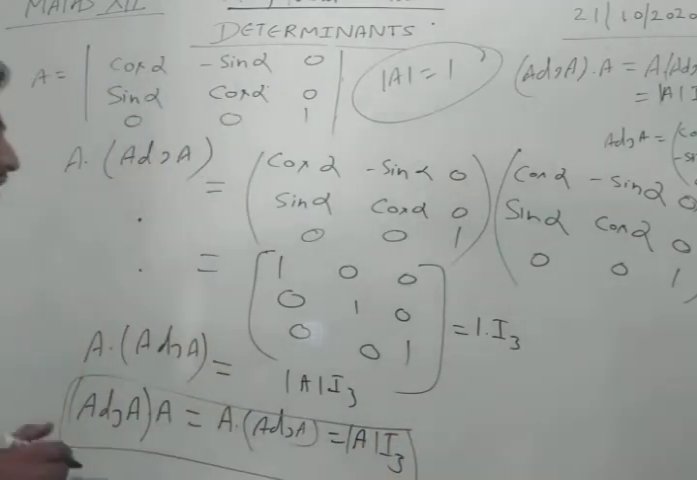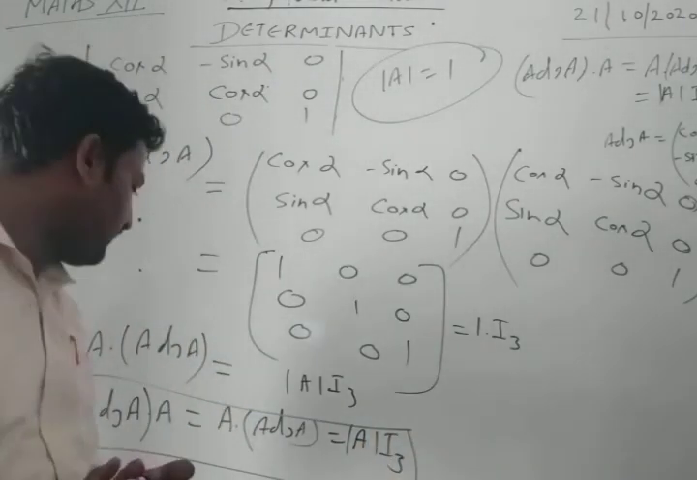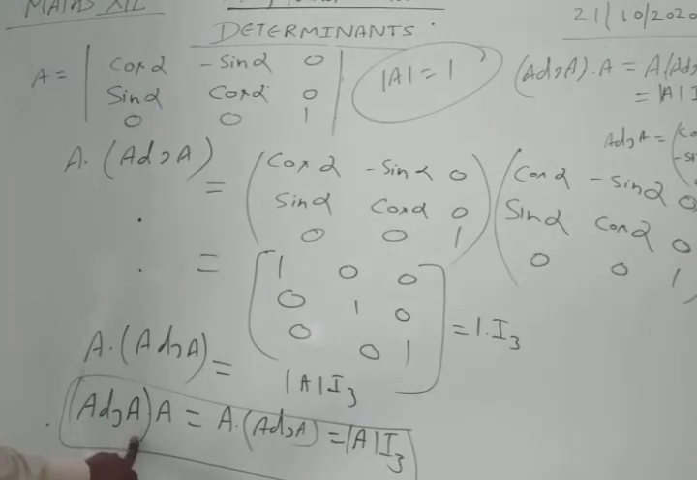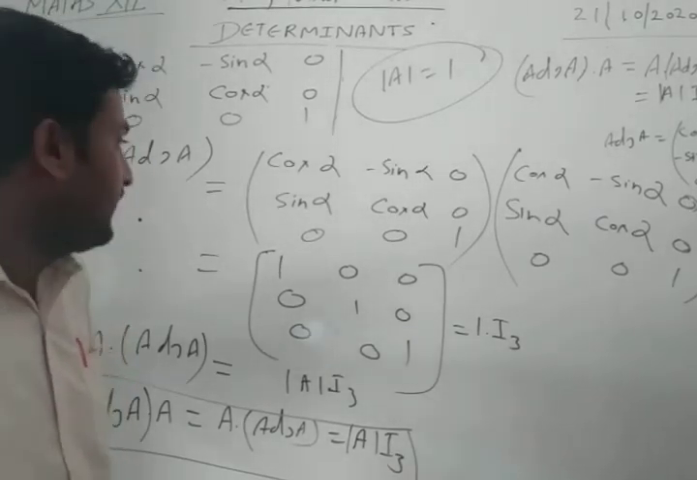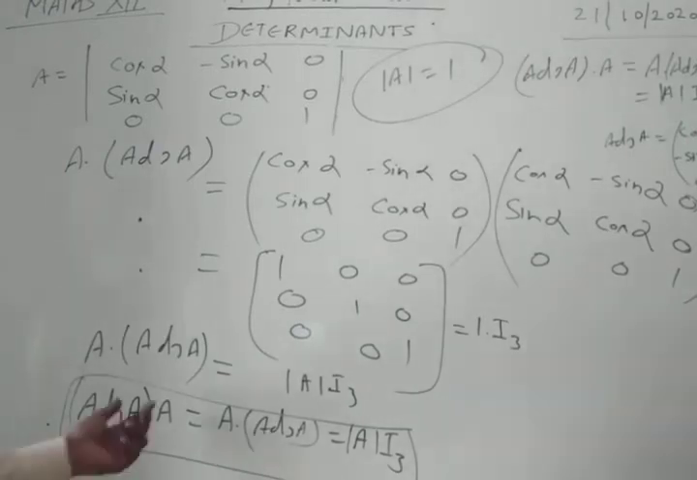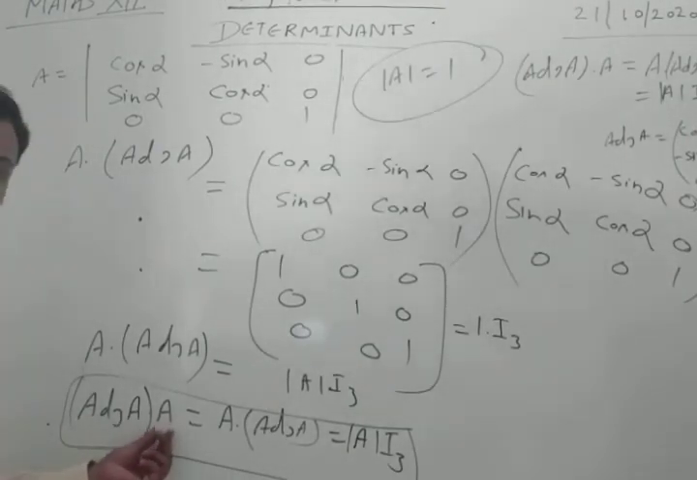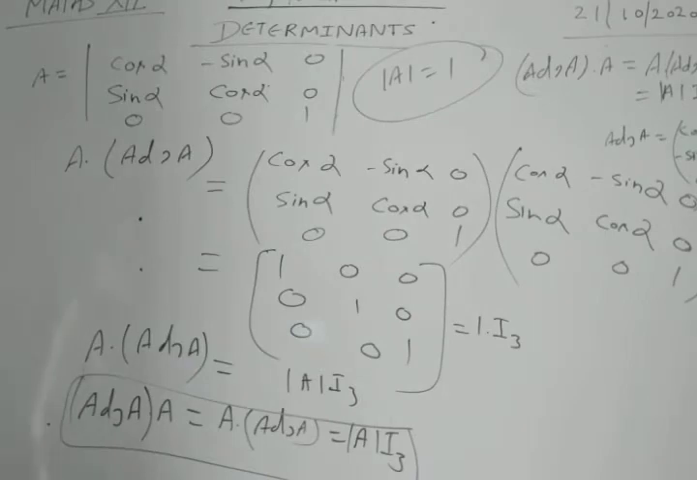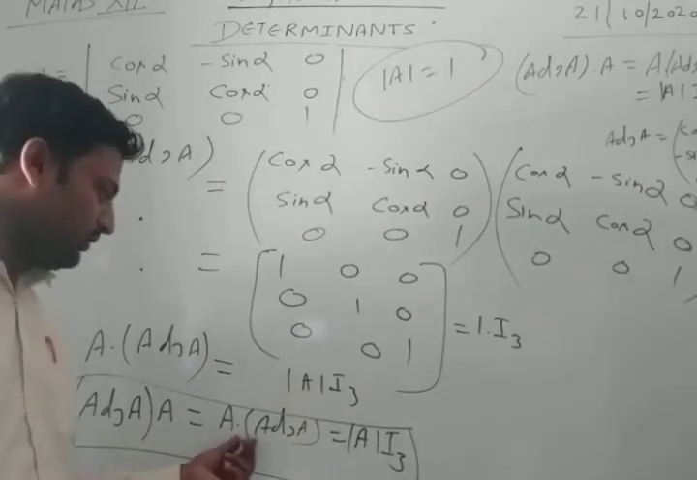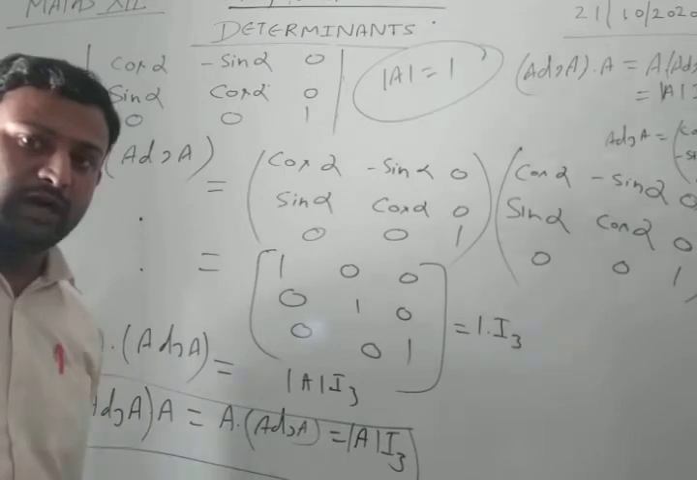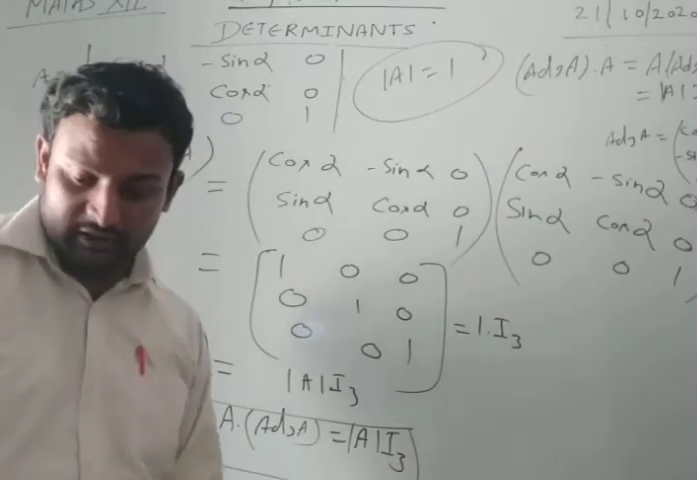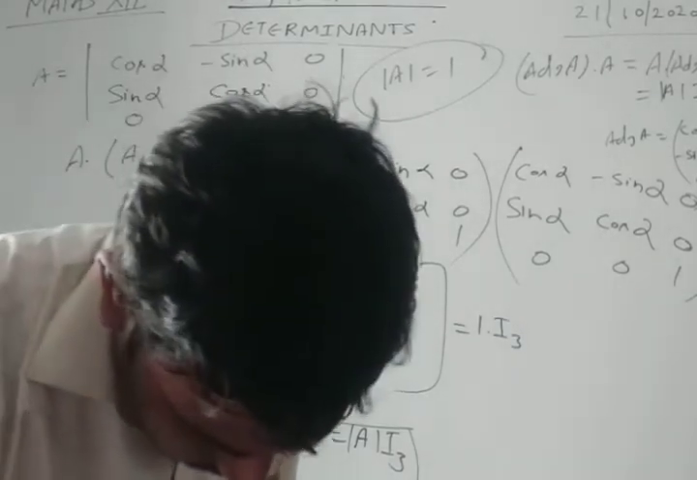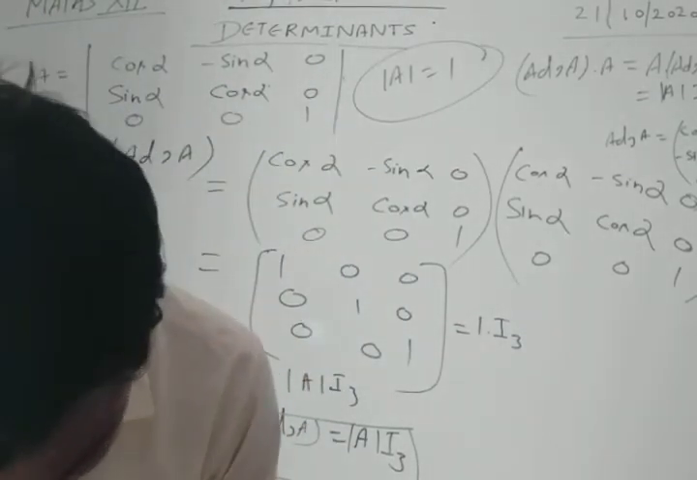So what we have done: first we calculated the adjoint of A in this question. Our adjoint of A is the cofactors of matrix A, and after that we multiply it with A. We have seen that adjoint of A into A is equal to determinant of A into I3, and A into adjoint of A is also equal to determinant of A into I3. So we will see the next question.